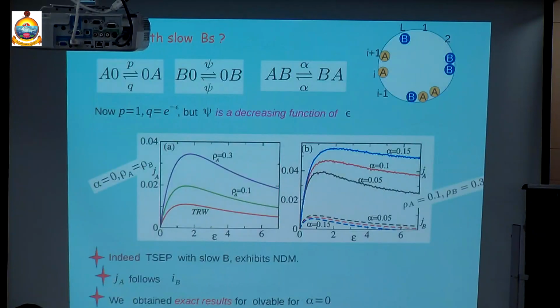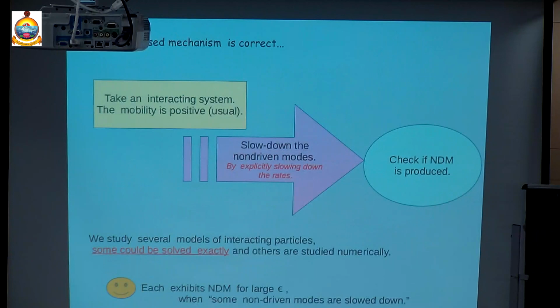So if this proposed mechanism is correct, what I am saying is correct, then all these models which I talked about where there is no negative response, I have talked of 2, 3, 4 models where there is no negative response, I pick up any of them, and now slow down the non-driven degree, and I should be able to see that the system actually generates the negative response, okay.